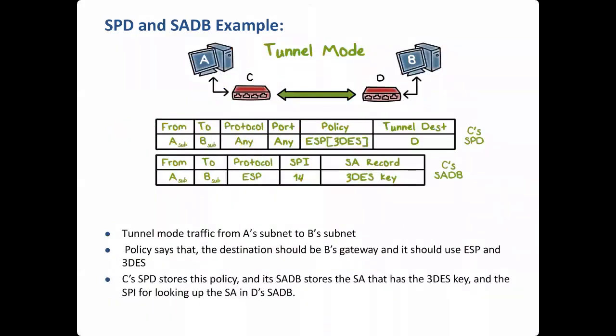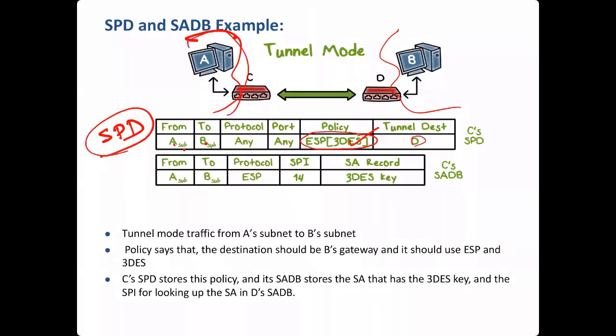Similarly, in tunnel mode, we can say that in the security policy database, when something is going from A to B, now A is in the local area network, B is another local area network. When it is going from A subnet to B subnet, or A within a subnet to B within a subnet, you can use any protocol, you can use any port. However, you will have to use ESP with 3DES symmetric encryption, and the destination is this one. This will be in policies.